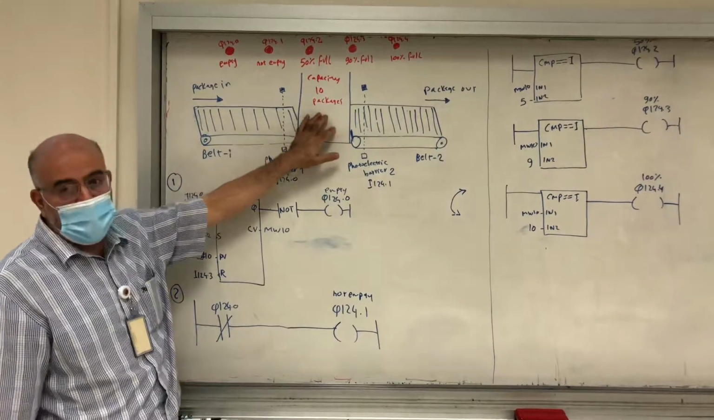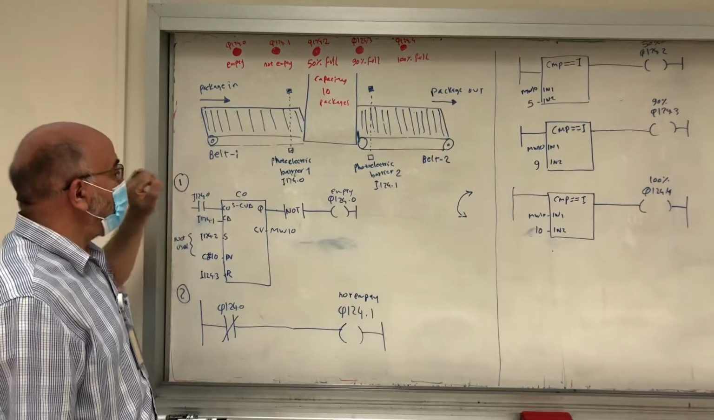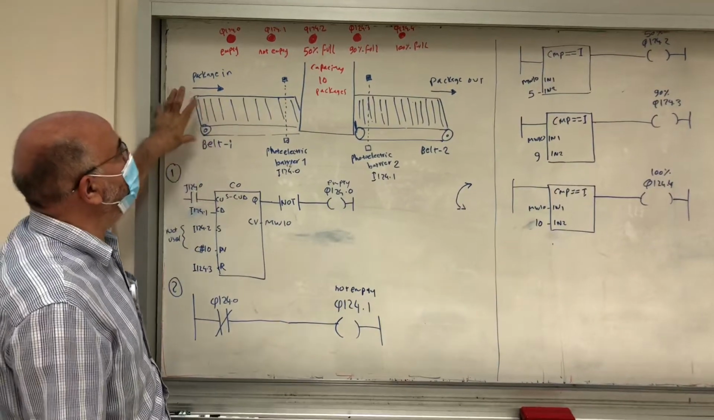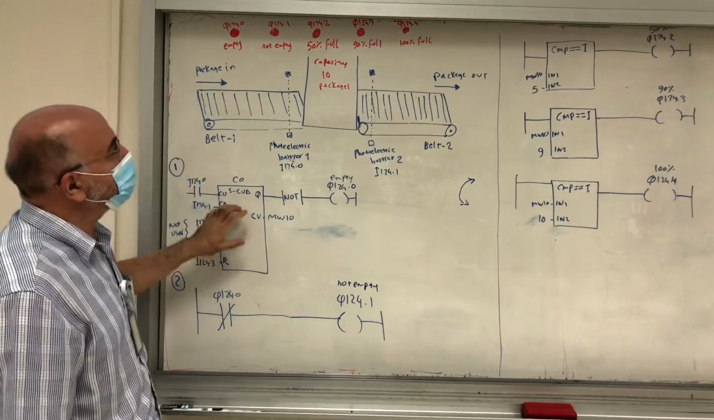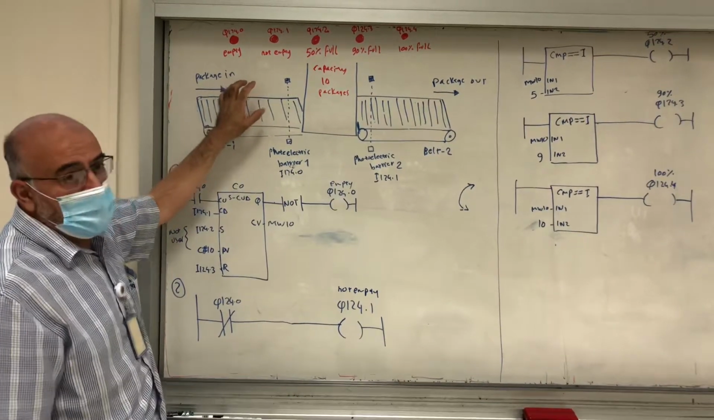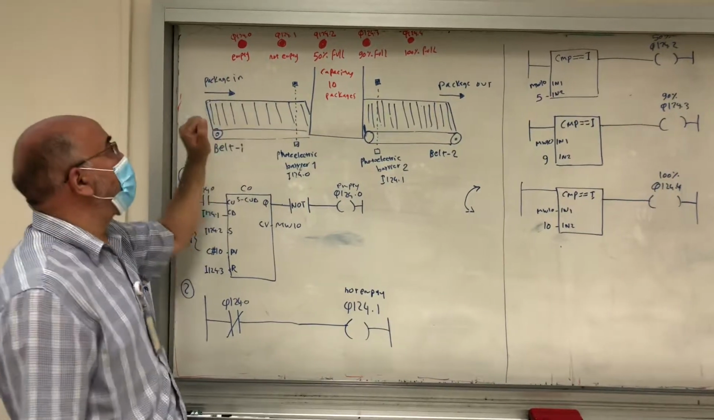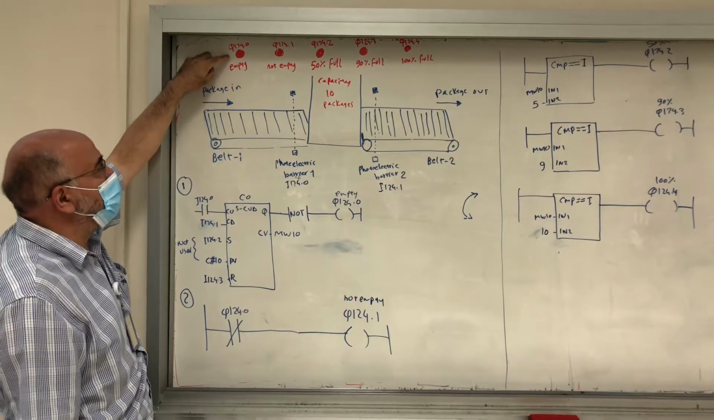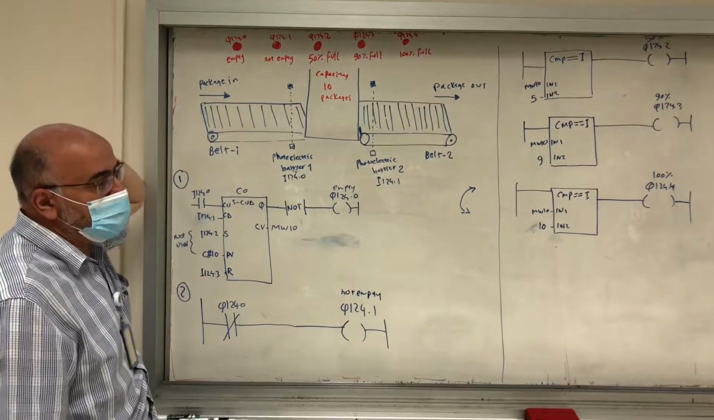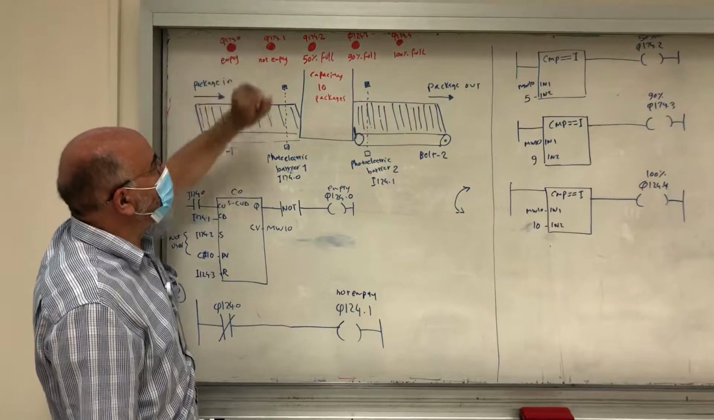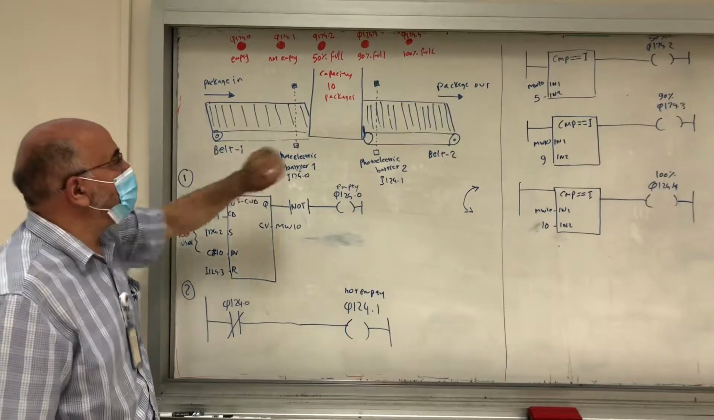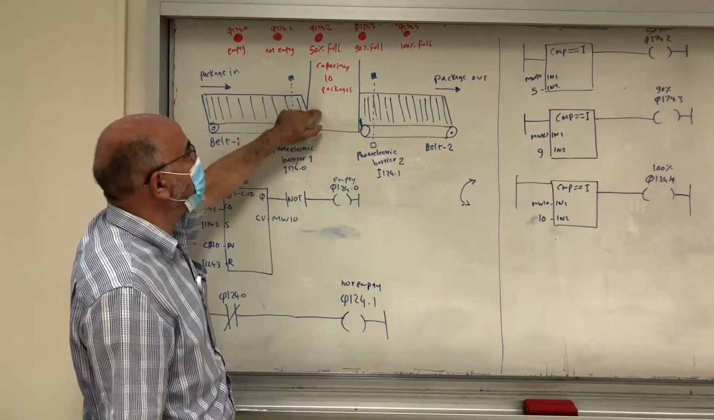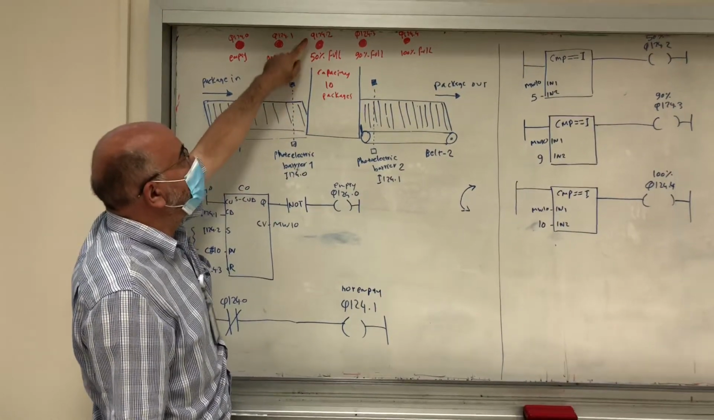Maximum capacity here is 10 packages. We do not need to start or stop the motors here. We only need to operate the counter in order to find out the number of items inside. If none of the items are inside, it is empty, and we have to indicate it in the first lamp, Q124.0. Q124.1 is for not empty.